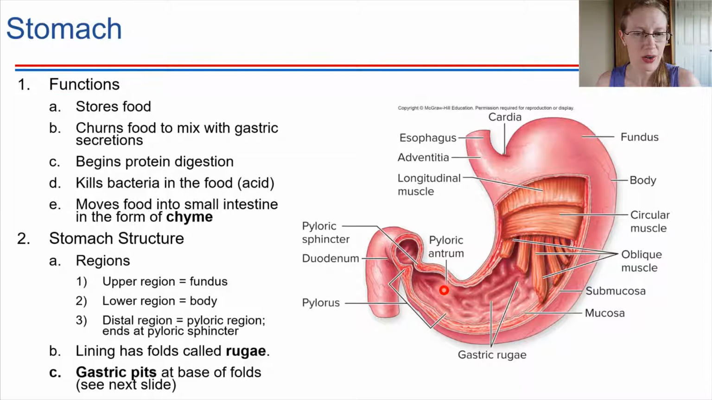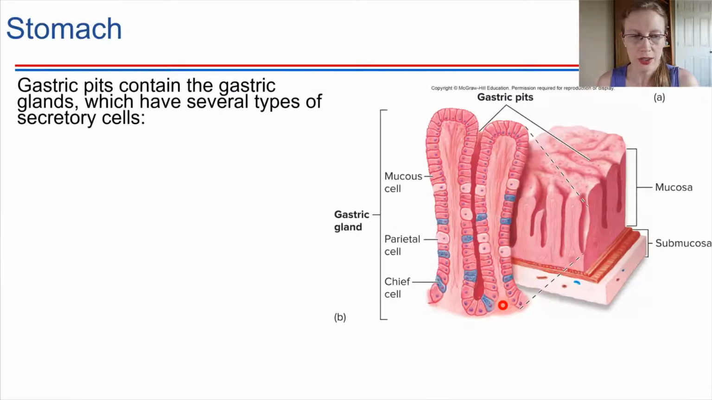Rugae are the sites where, if we were to zoom in on a rugae and look inside of it, there are these pits, and those pits are where a lot of the secretory cells are located. So we're going to be zooming in on some of those gastric pits, which are located in these folds of the stomach. So on to the gastric pits. We're looking right here, this is the inside surface of the stomach. We can see all the rugae. And if we follow one of those folds down, here's a big pit. We're just going to zoom in on one of those pits.